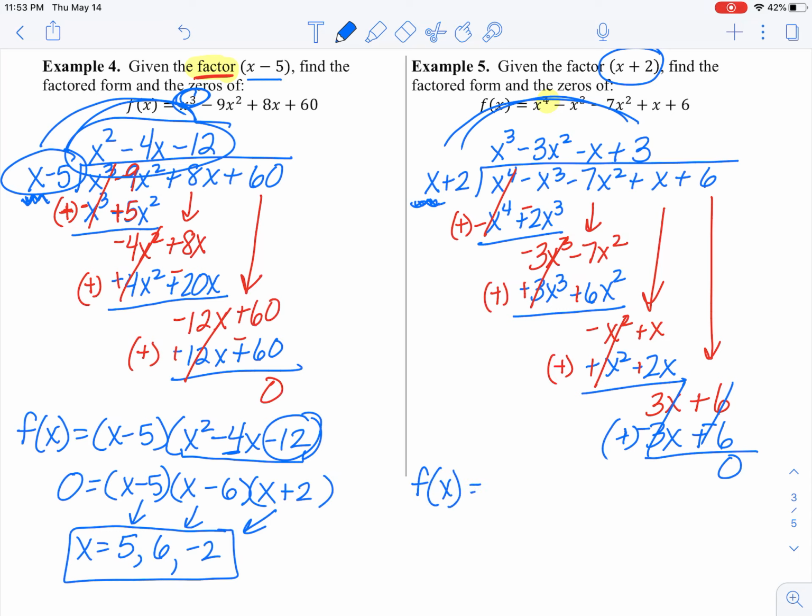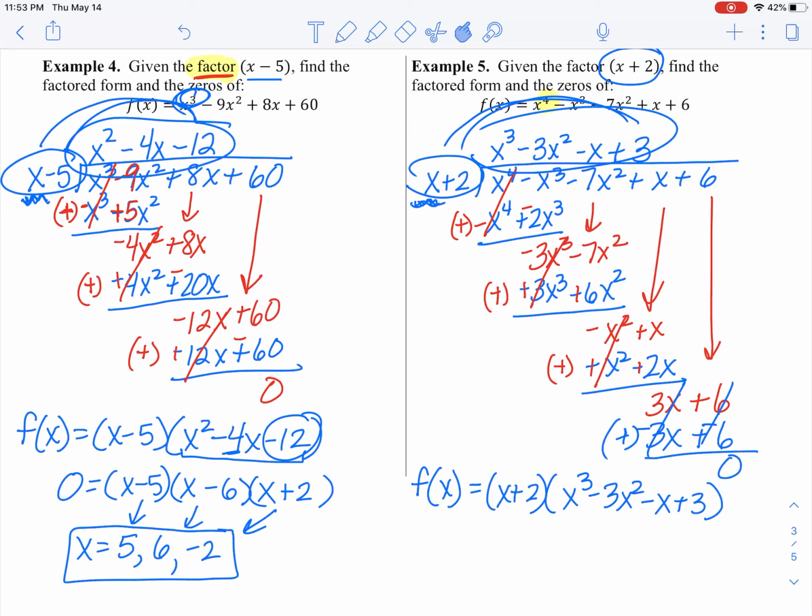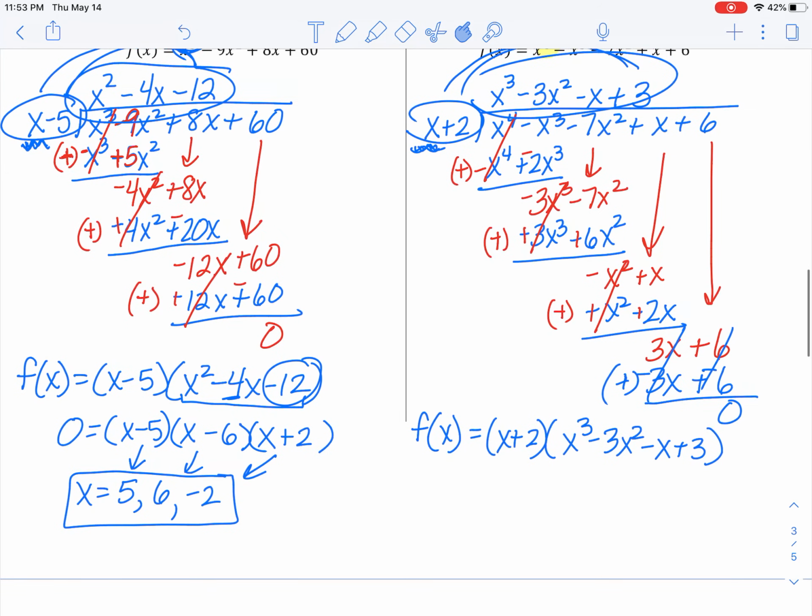We now know that the divisor, which was x plus 2, times the quotient we just found, which is x to the third minus 3x squared minus x plus 3, is equal to that original function if I multiply those together. Now I want to factor further so I can find all of the zeros. So if this quotient, x to the third minus 3x squared minus x plus 3, factors, we're going to try our new factoring technique that we learned in lesson 4.1.